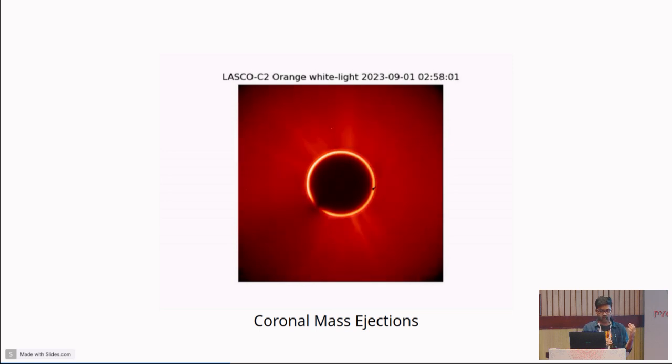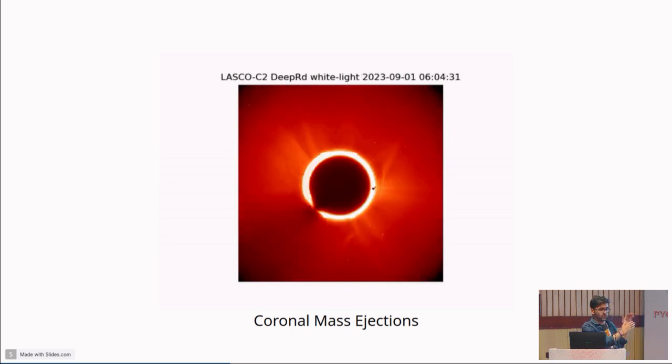The instrument here, if you are interested, is the LASCO, written over there. It is on board the Solar and Heliospheric Observatory, which is an instrument out there again. What this instrument in particular does is it uses white light images of the sun's corona, and we use it to observe CMEs. CMEs are masses.